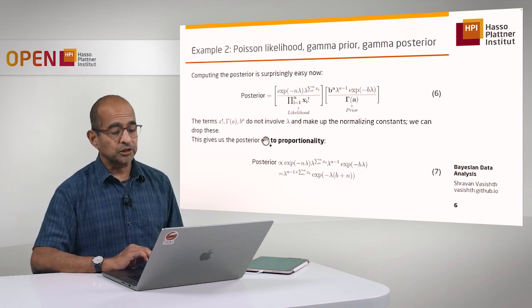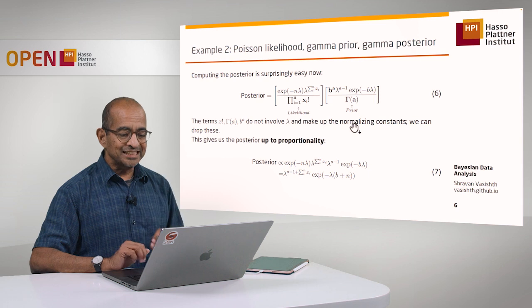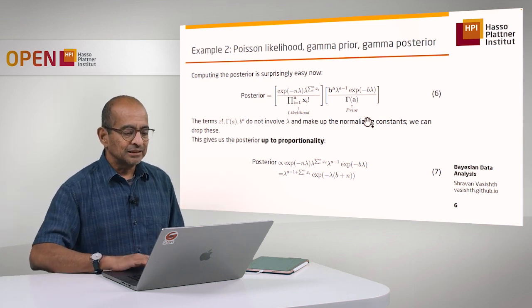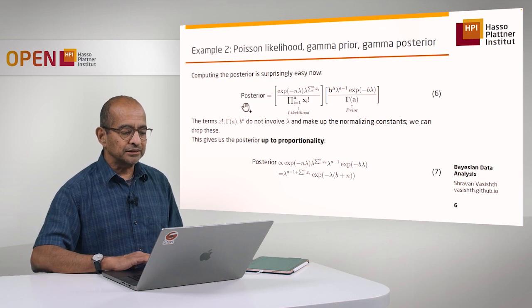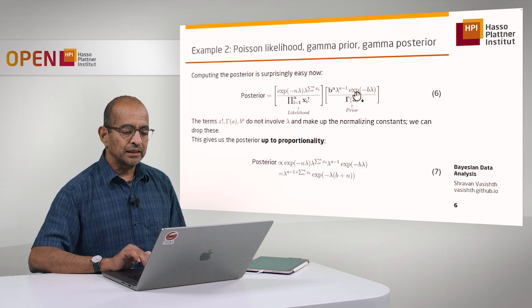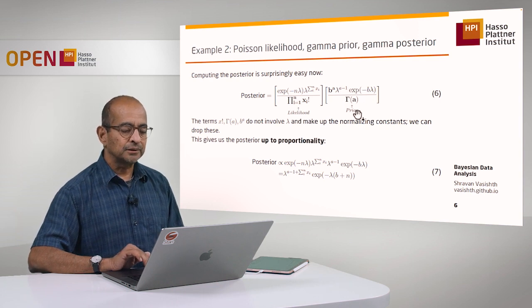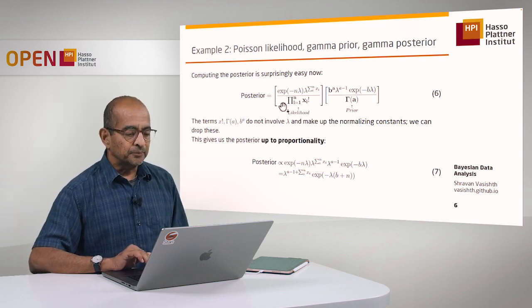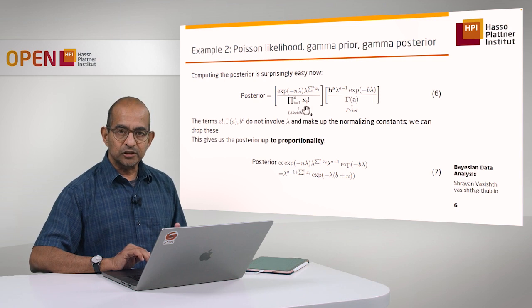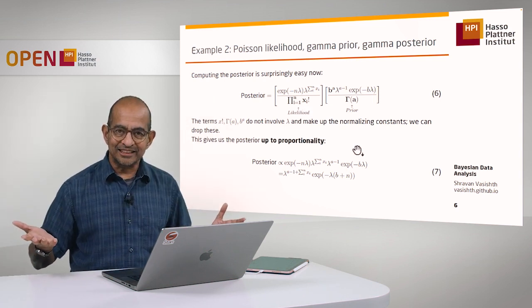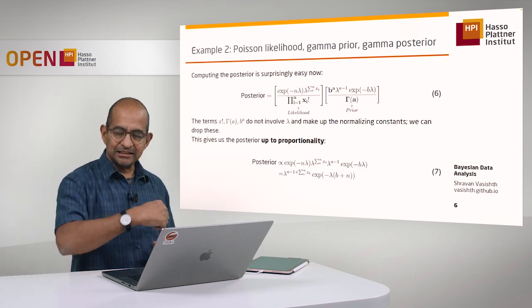But one interesting thing to notice here is that several of these terms do not involve lambda at all. So remember, I'm trying to get the posterior distribution of lambda given the data. But this gamma of a is going to be a constant number. This b to the power of a is going to be a constant number. This product of the x factorials is going to be a constant number. These are all the normalizing constants again for the posterior. I can just drop them.